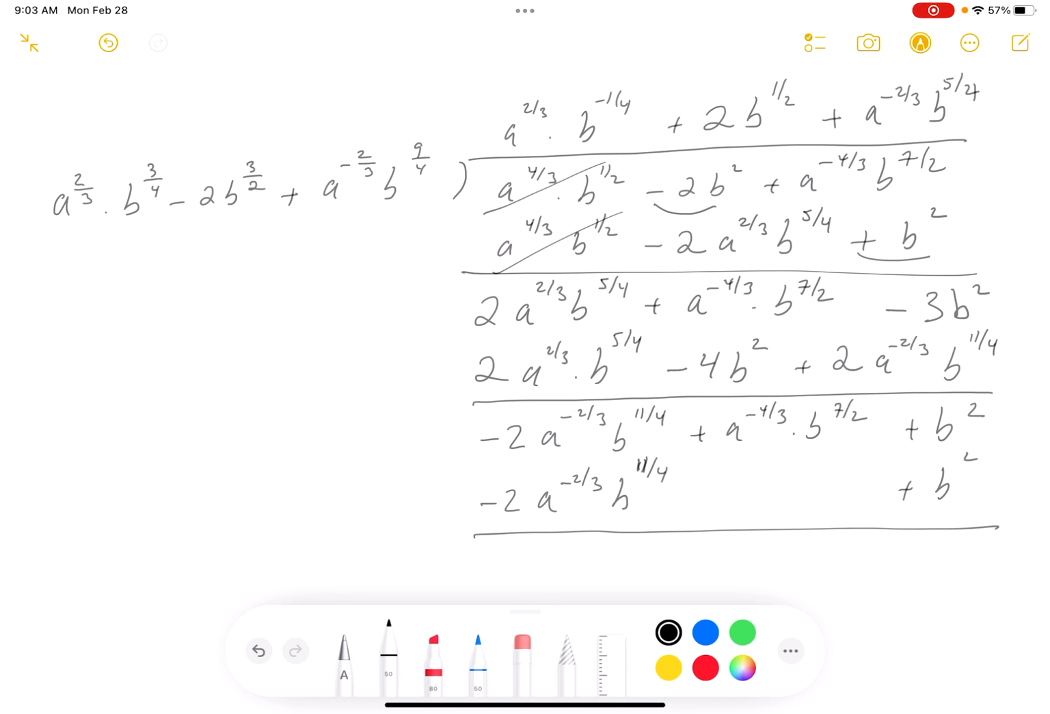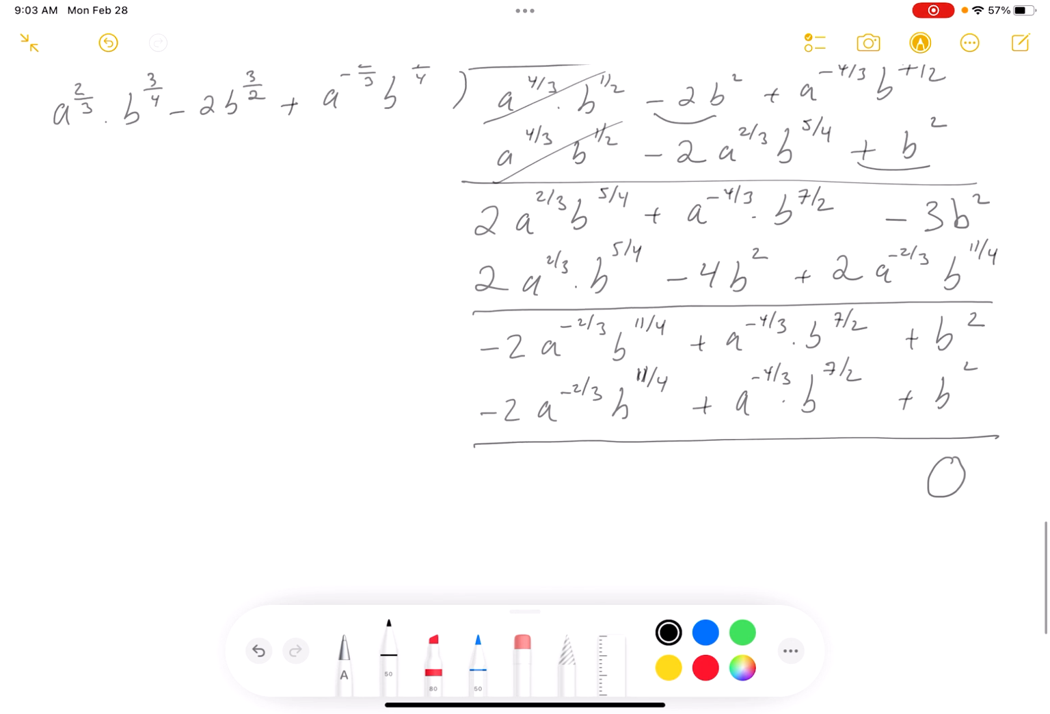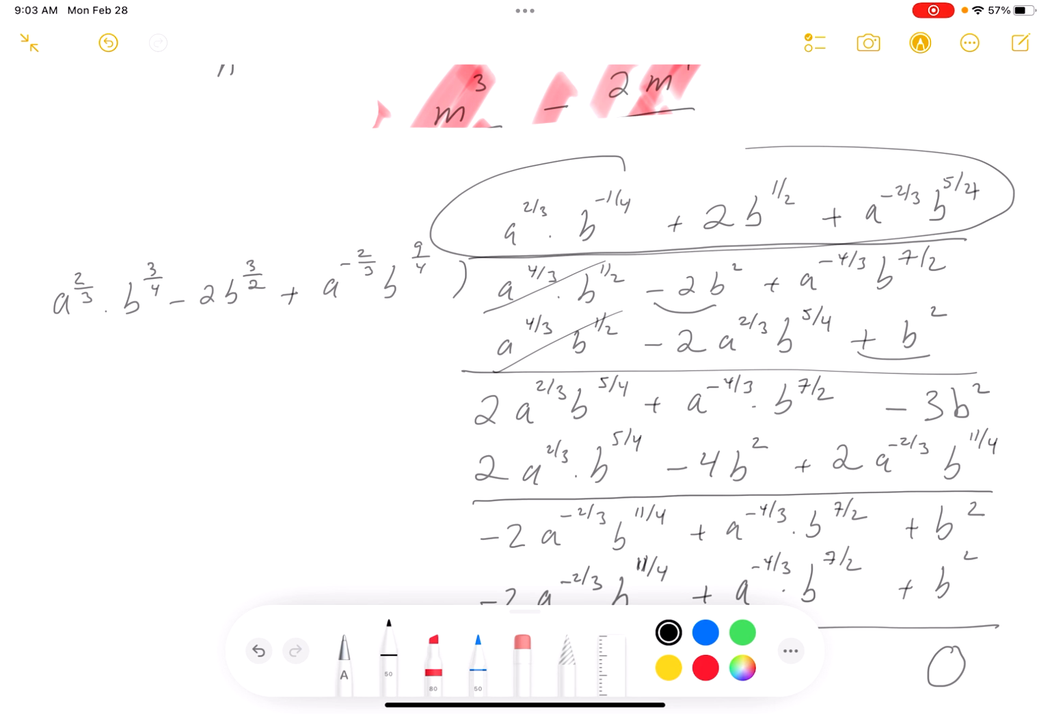Let's keep moving. What's the next one going to be? Well, it's going to be a to the minus 4/3. And then you're going to get b to the, let's see, 9 quarters and 5 quarters is 14 quarters. And 14 quarters is 7/2. Well, isn't that convenient? Everything cancels off. I get 0. So my long division produces this over here. Now, long division's tedious. It's also incredibly prone to error. And just be careful.